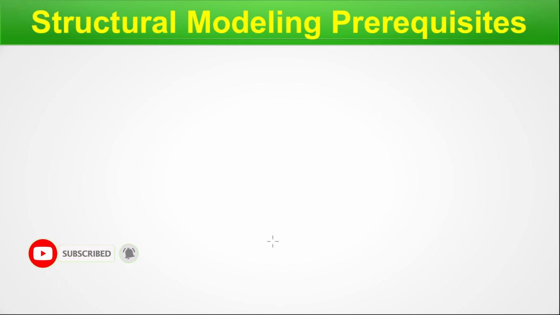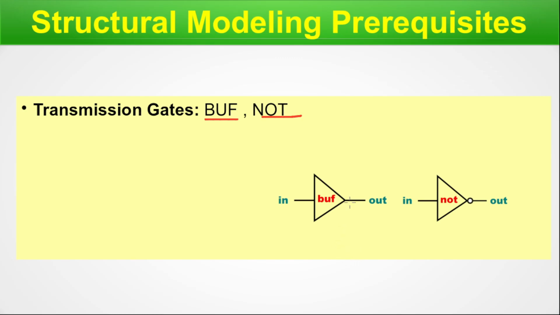We are continuing our prerequisites in this slide. Transmission gates. This is a buffer and a NOT gate. This is the structure of a buffer and this is the structure of a NOT gate. You can identify the difference: here you don't have a bubble and here you have a bubble. This is the NOT gate and this is the buffer. This is the basic structural difference in symbols between the two.